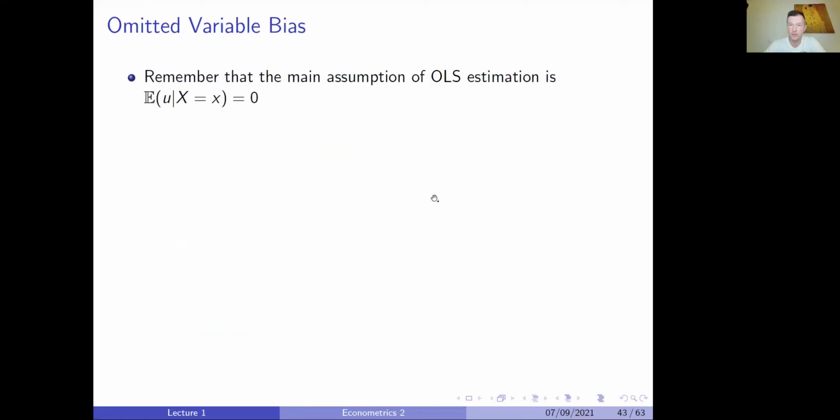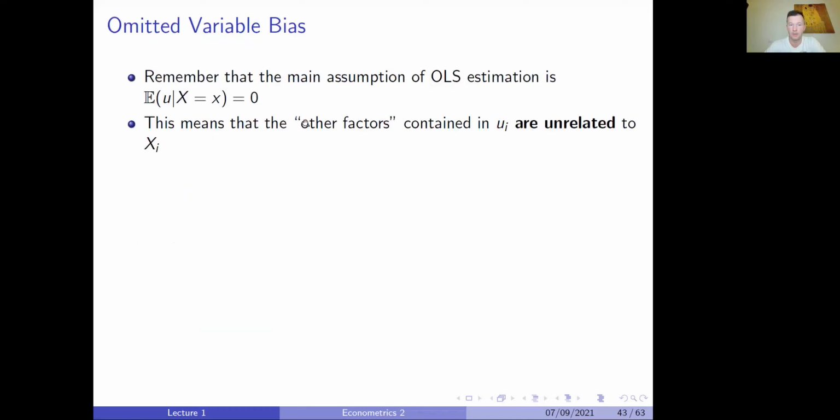So now let's discuss what happens if the main assumption of OLS estimation does not hold. That is, if the other factors contained in u_i that are supposed to be unrelated to X actually are related. You cannot formally test this assumption. You always need to think reasonably about whether something else might affect Y and be connected to X simultaneously.